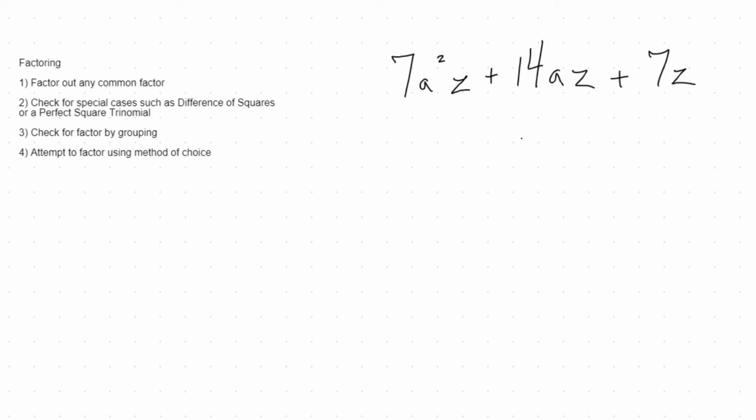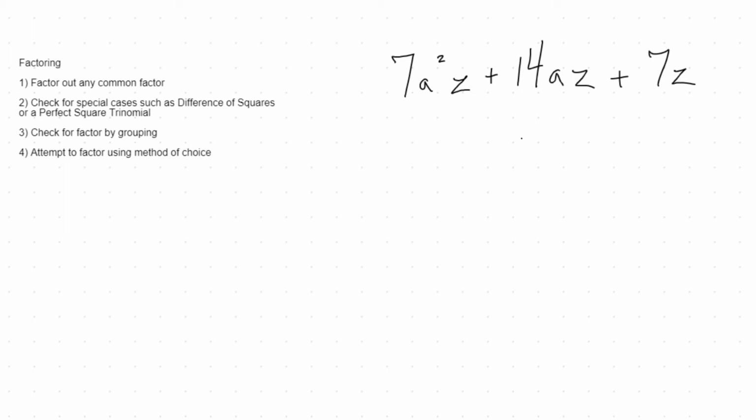Now this problem does have some common factors. So when we factor out any common factor as our first step, we notice that they do have something in common, right? They have a variable of z in common. And they also have a factor of 7, right? They're all divisible by 7.